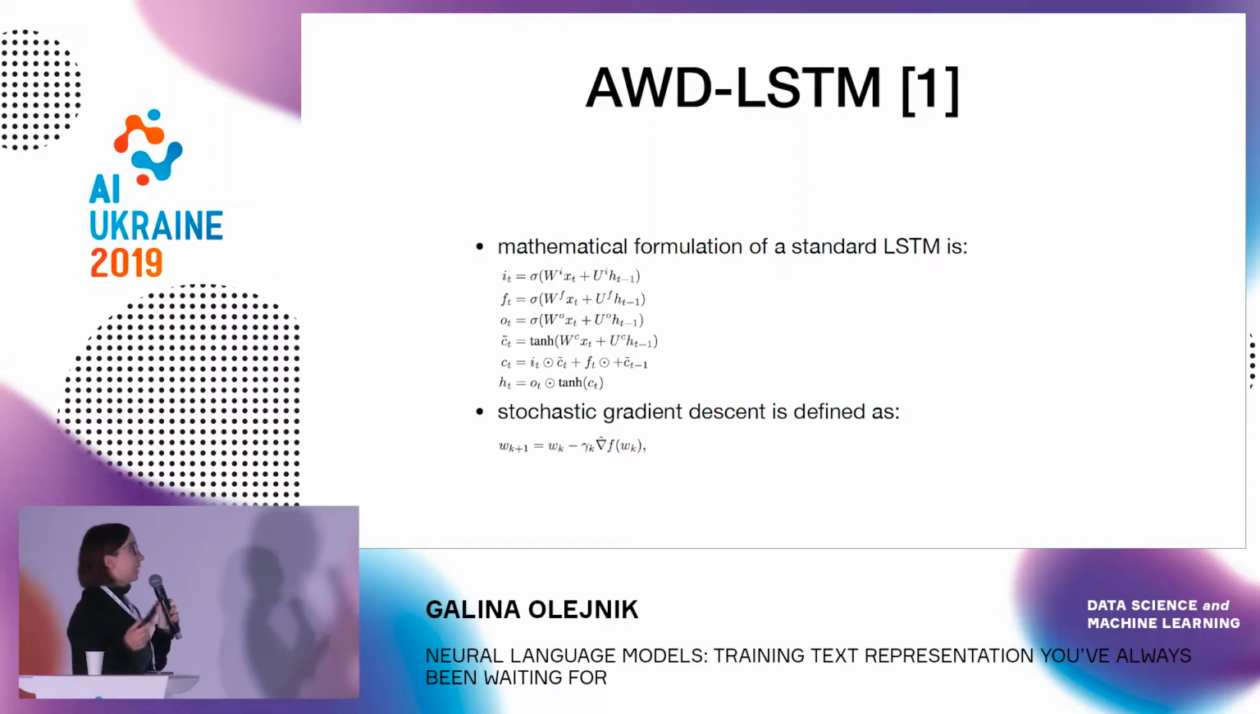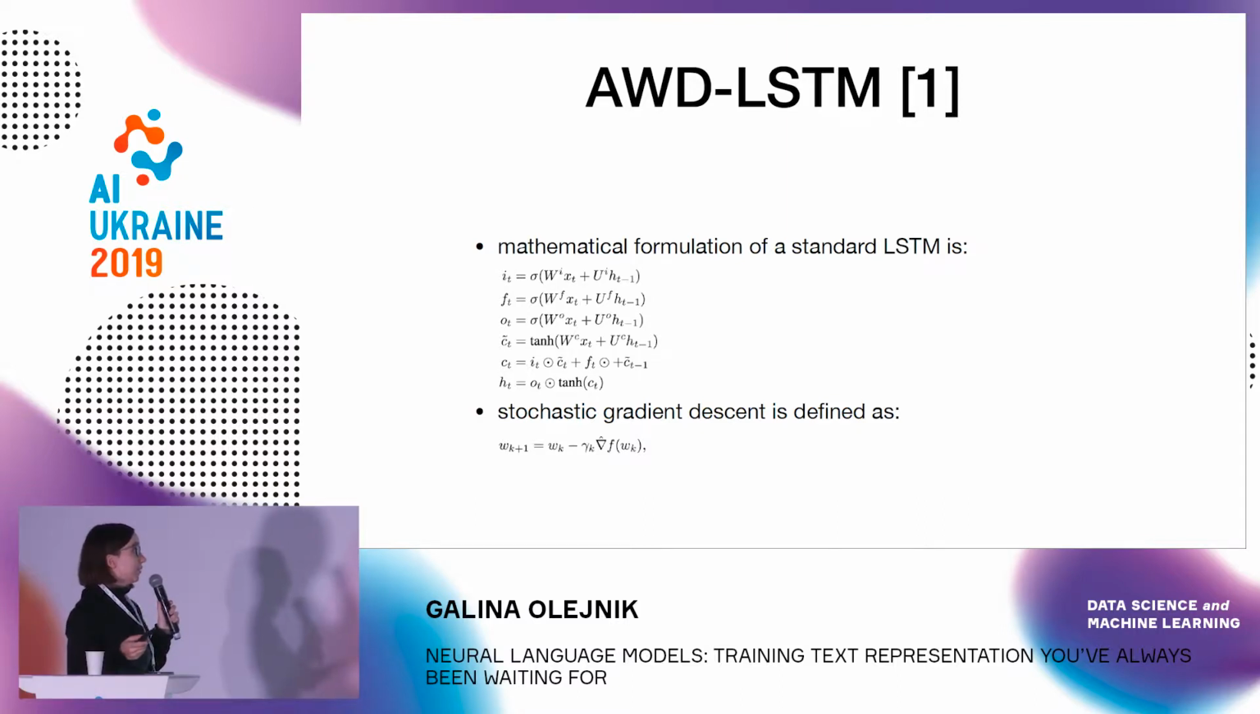So you see here the standard formulation of LSTM. Everything is very standard in terms of the way LSTM is constructed. But actually, it has a lot of small details that make this model that good. And even if you are creating your own nano LSTM, the ideas behind the AWD-LSTM can be used even for your standard neural network, for text classification, for instance.